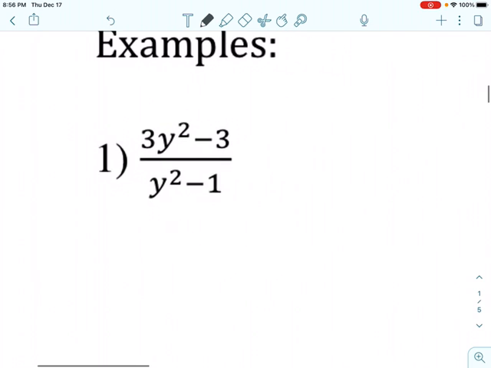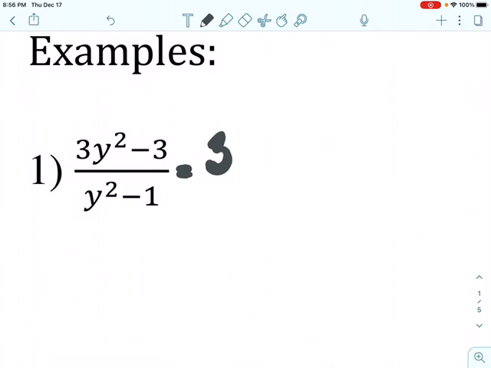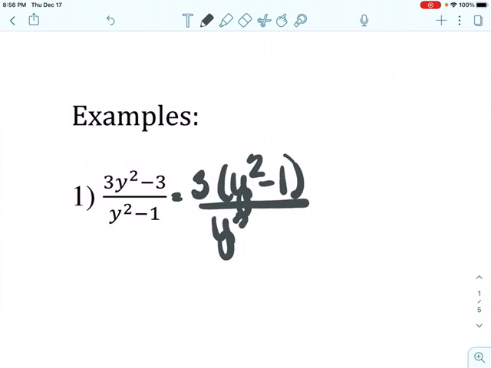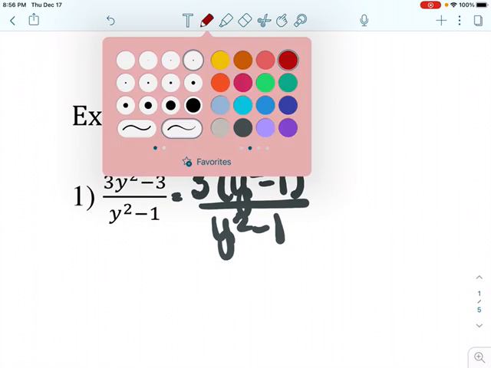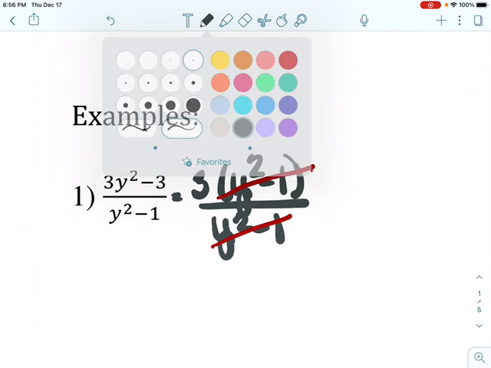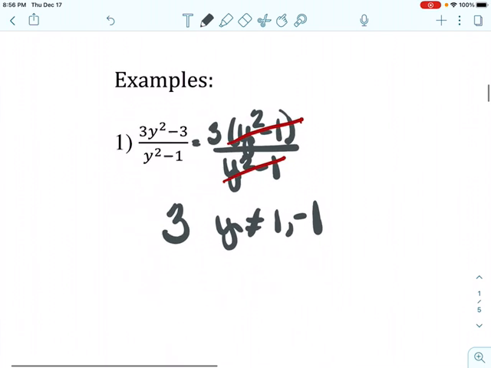Okay, so let's try this one. All right, so the first thing I noticed is that we have a common factor of 3. Now, usually we would just go to y minus 1, y plus 1, but since it's y squared minus 1 in both, we're going to say our final answer is 3, and y cannot equal 1 and negative 1.